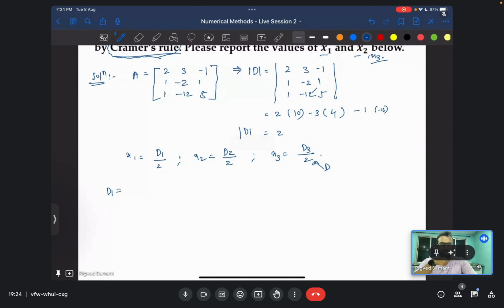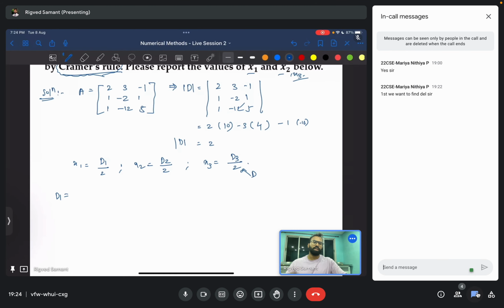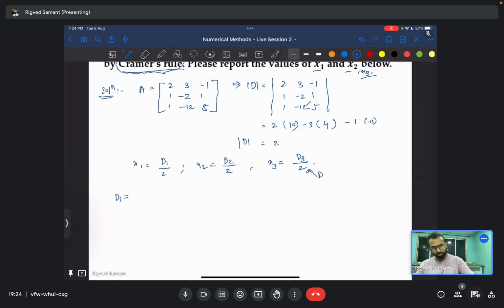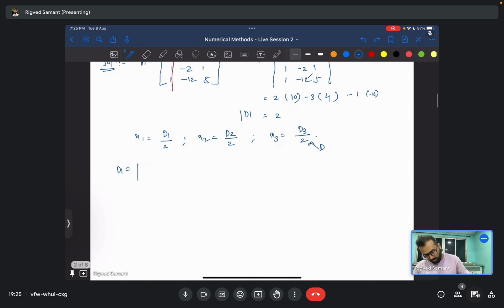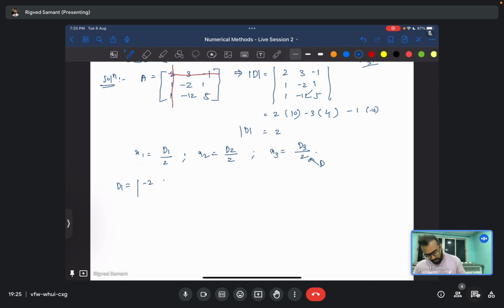Yeah, so what is d1? In d1 we have to take this minus 2. So d1 would be, you have to cancel these two and take the determinant of the remaining ones. Minus 2 1 minus 12 5.